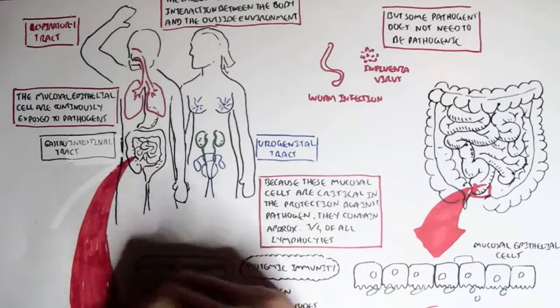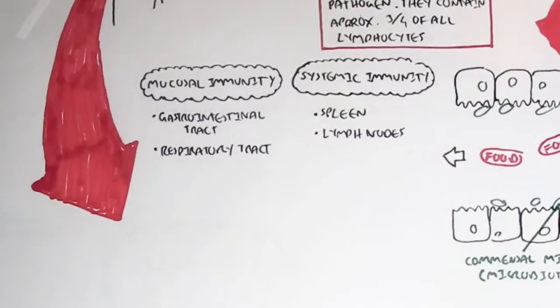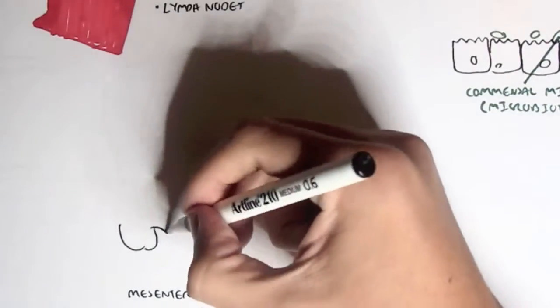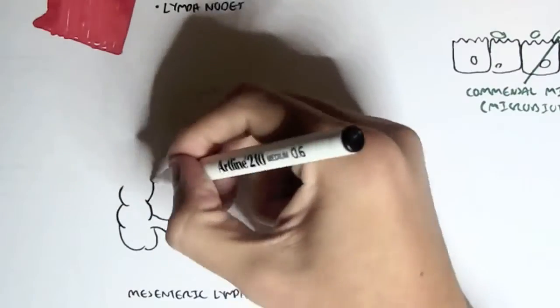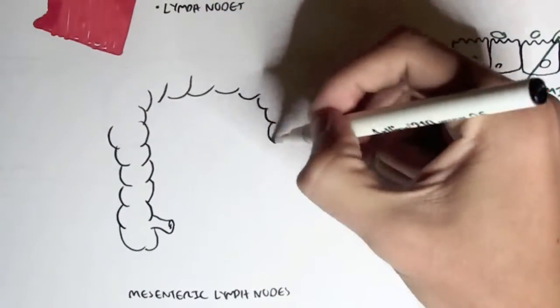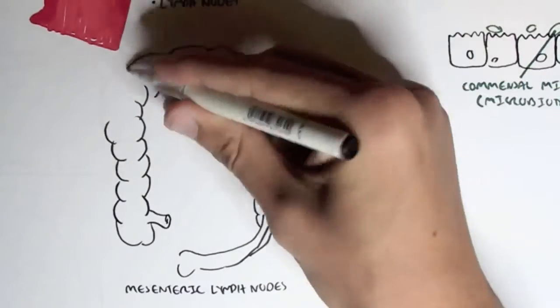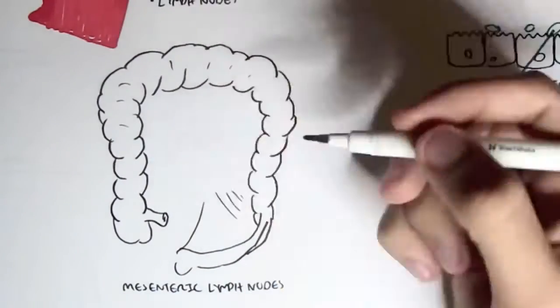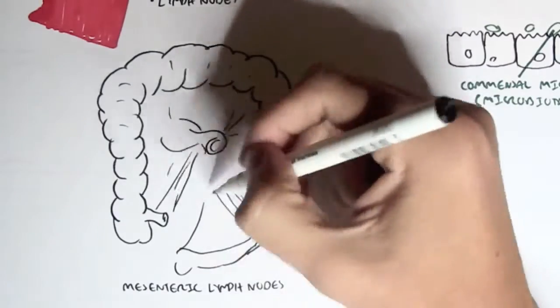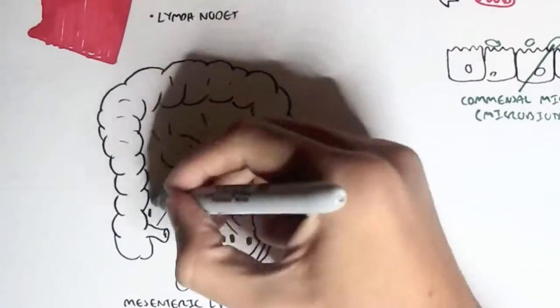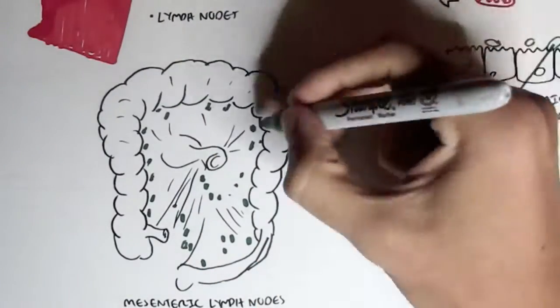Now, I should have also said that the mucosal immune system also has lymph nodes, because lymph nodes are important in initiating the adaptive immune response. These lymph nodes within the gut are known as mesenteric lymph nodes. There are also lymph nodes near our lungs. The mesenteric lymph nodes are all around the gastrointestinal tract, particularly the small intestines. So they're everywhere, such as here.